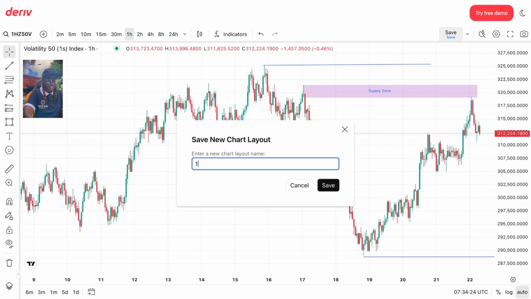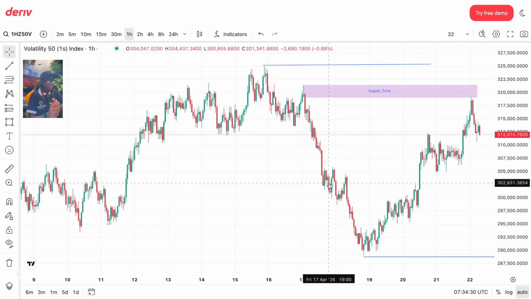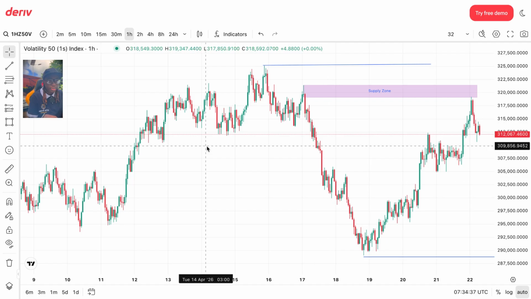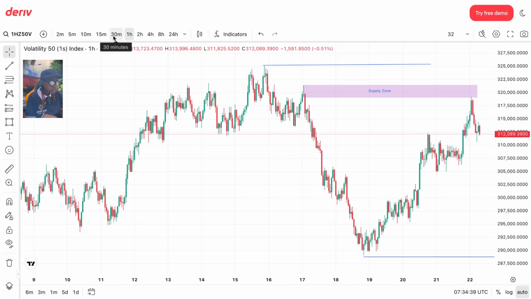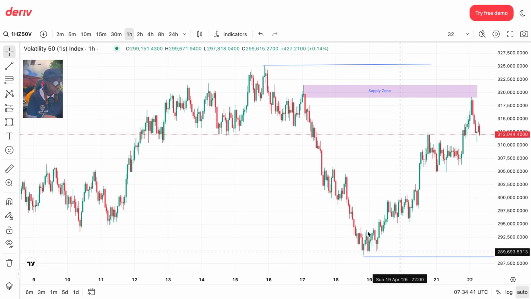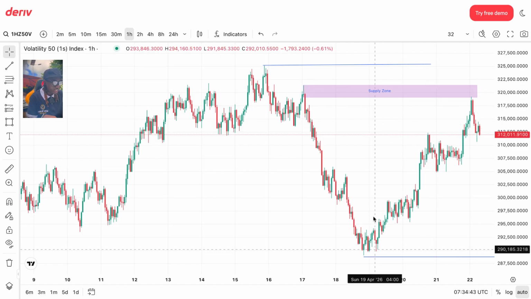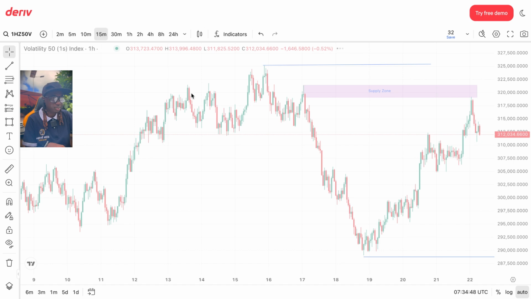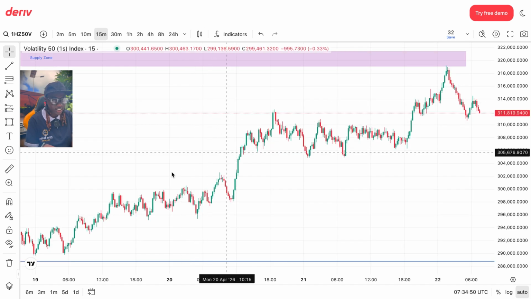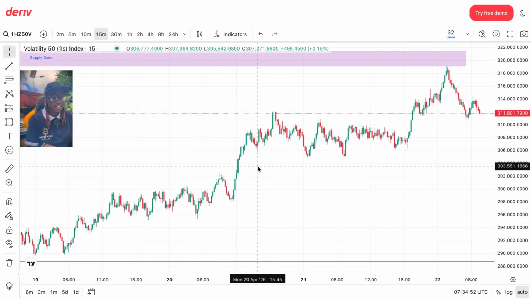So let's save this chart. In case of anything, we'll save it as number 3, or let's say number 32. So save. So after marking my supply zone, I wanted now to zoom into this internal structure that is here. So I had to use something like 30 or 15 minutes. So let's use the 15 minutes. And now in 15 minutes, you can see that we are now in a bullish trend.